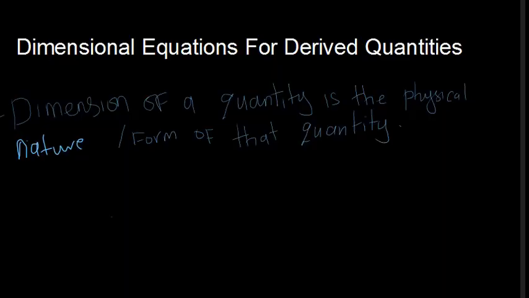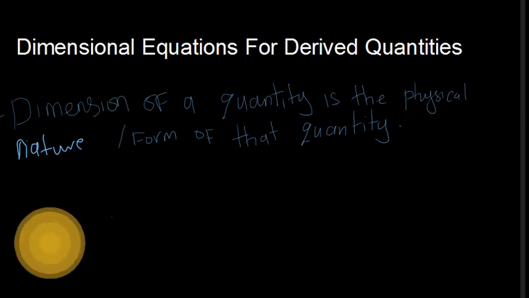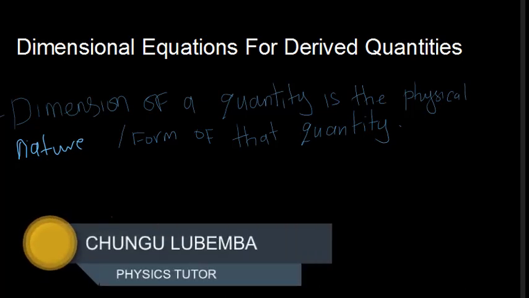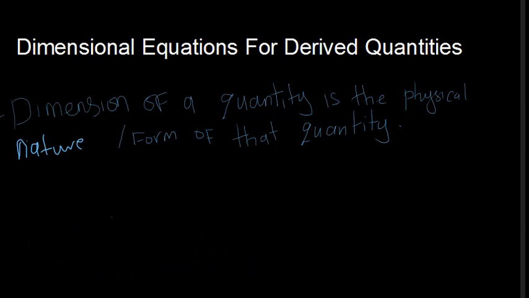In this video, we discuss dimensional equations for derived physical quantities. In the previous videos, we looked at a physical quantity and the two types of physical quantities. And we mentioned that there are two types: fundamental physical quantities and derived physical quantities. Derived physical quantities are just quantities that are derived from the three fundamental quantities, which are mass, time, and length. And so in this video, we discuss the dimensions of these derived physical quantities.